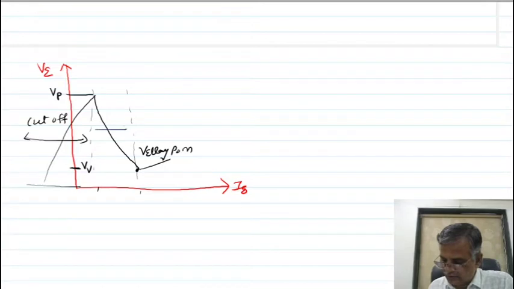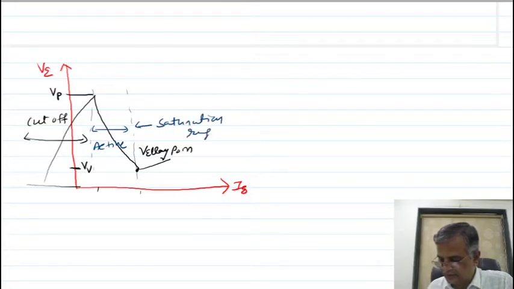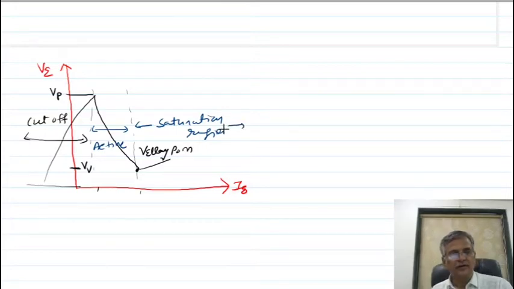This is your active region, and this is the saturation region. See, this is the negative resistance of the unijunction transistor. I want to use this region for the relaxation oscillator. Means my UJT should operate in this region, and as a result we will get the sawtooth waveform.